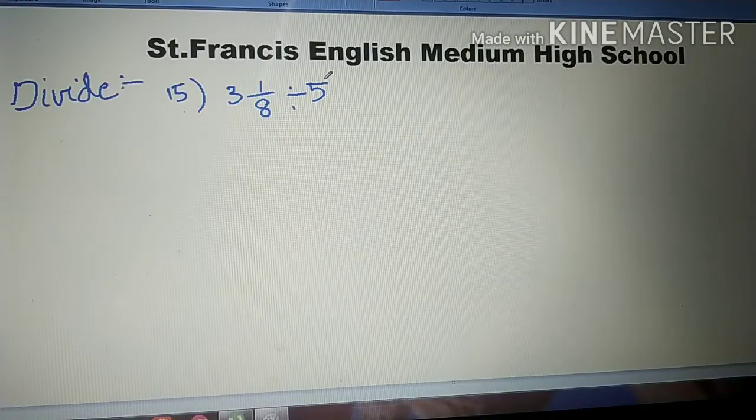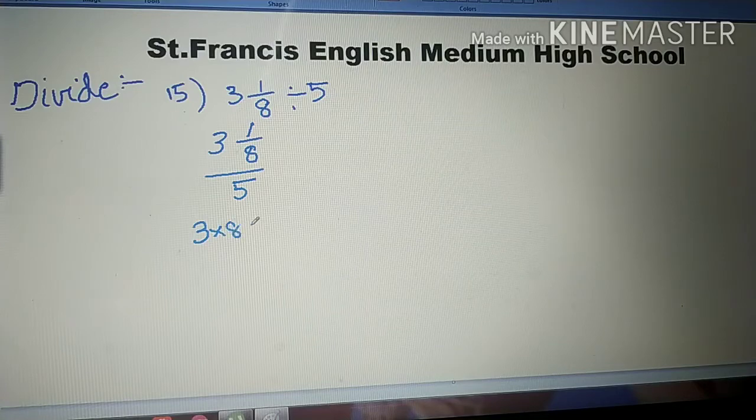Now see, our next problem is on division. Okay, so 3 1 by 8 divided by 5. So what it means? 3 1 by 8 is divided by 5. Now what to do? Here they have given it mixed fraction, right? So we have to convert this one into improper fraction. For that one, we need to multiply 3 with this denominator, and we have to add this numerator, and this divided by 8, and this whole divided by 5. Okay, understood this one?